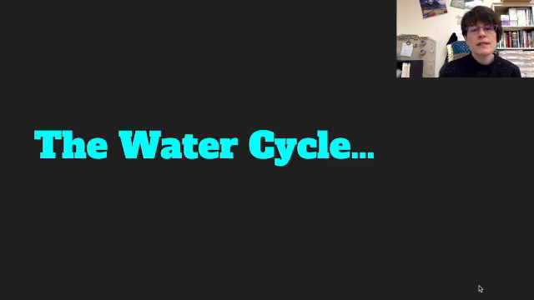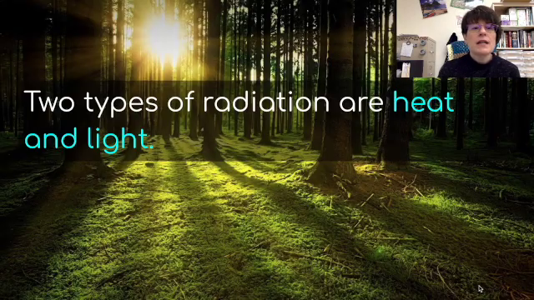An important factor that we're going to look at is the water cycle, because without water on this planet, there would be no life. Now, when we look at the water cycle, there are two types of radiation that are involved somewhat, and they are heat and light that we get from the sun. Light is important for photosynthesis, and heat is very important for the water cycle. And these are both abiotic factors because they're non-living that affect the ecosystem.